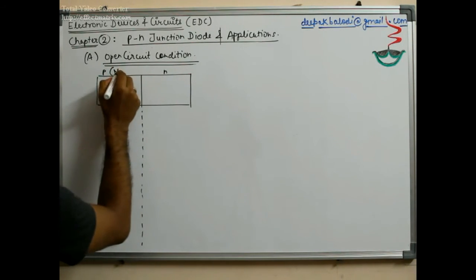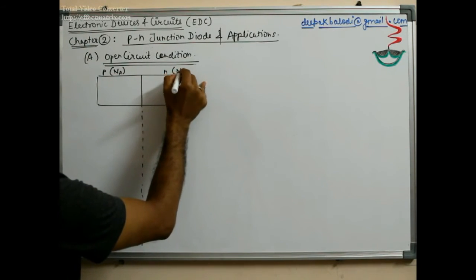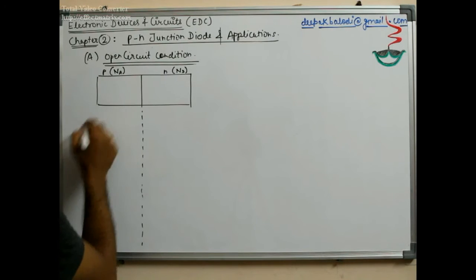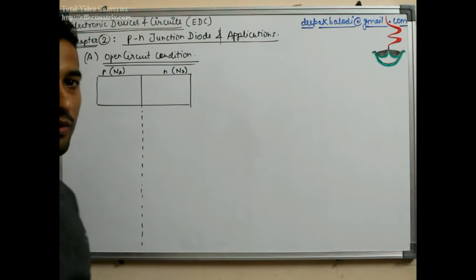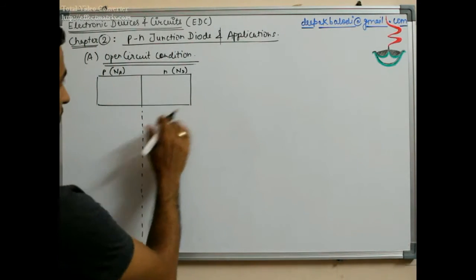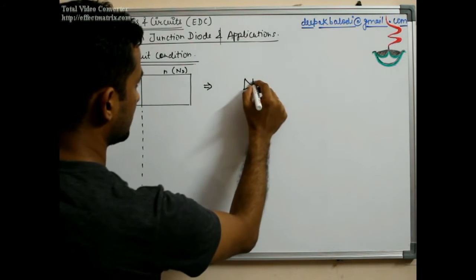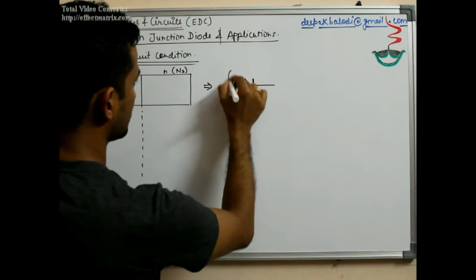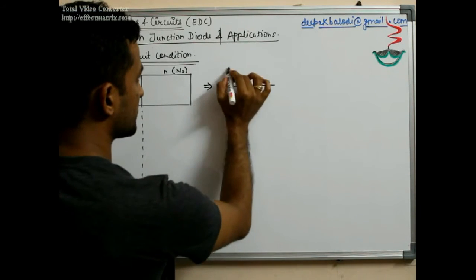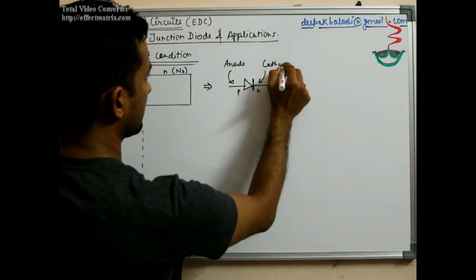This left side is P, which has been doped with some doping concentration of Na, and this side is doped with some doping concentration of Nd, the donor impurity concentration. The volume or the width of both sides of the diode has been assumed to be the same. In the circuit model, we indicate it like this. The P side is called the anode and the N side is the cathode.